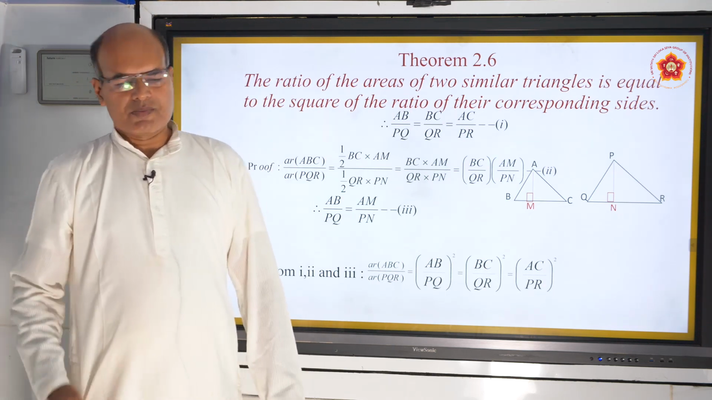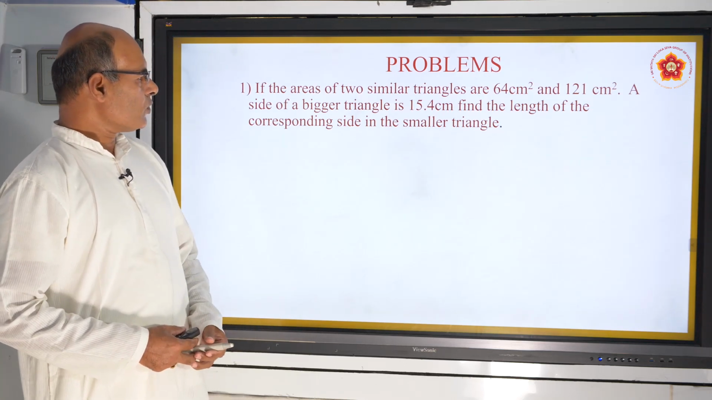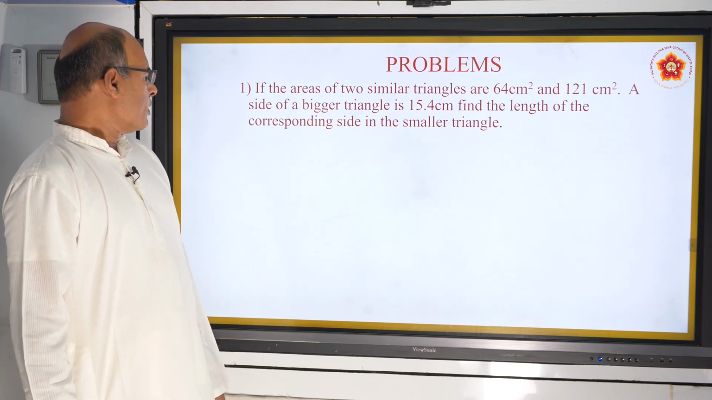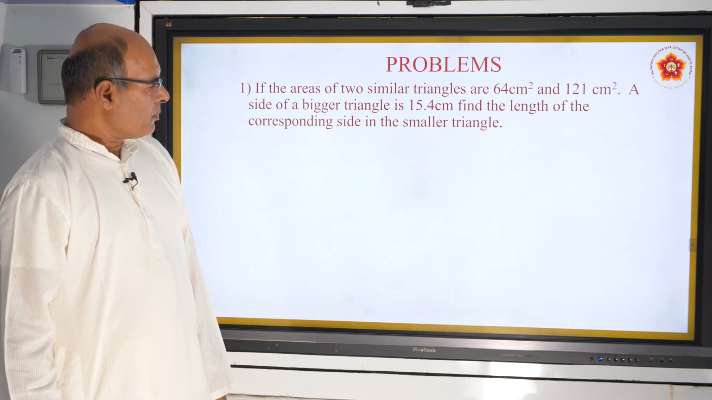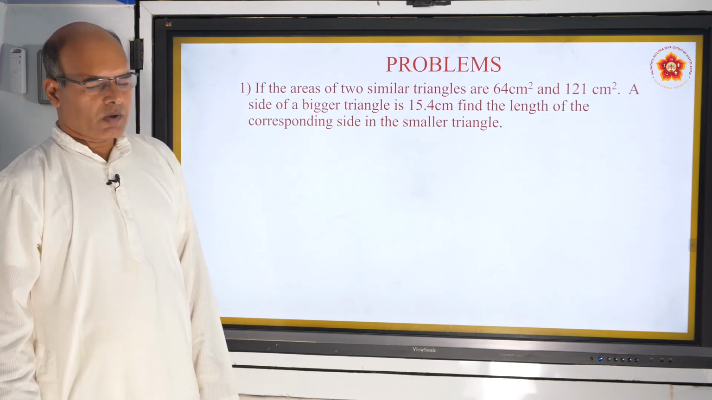Let us solve a few problems. First question: if the areas of two similar triangles are 64 cm square and 121 cm square, and a side of the bigger triangle is 15.4 cm, find the length of the corresponding side in the smaller triangle.